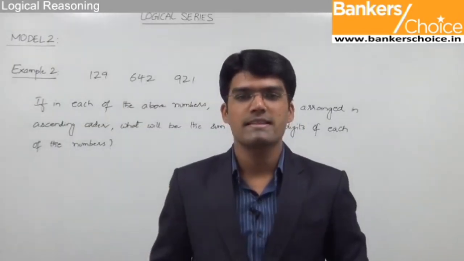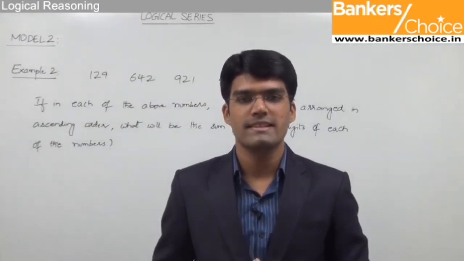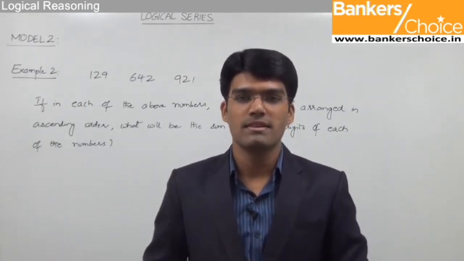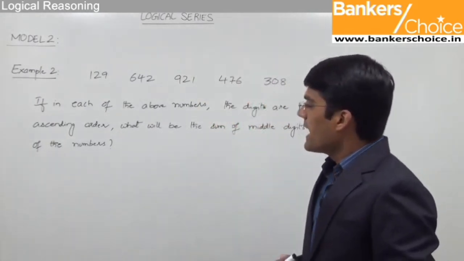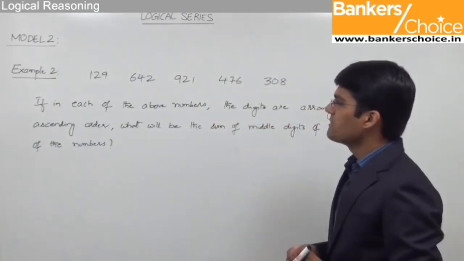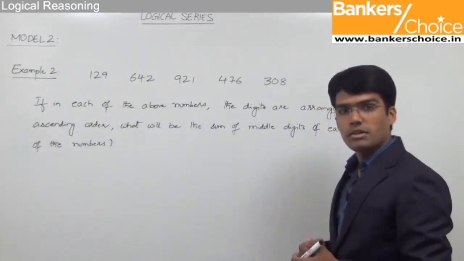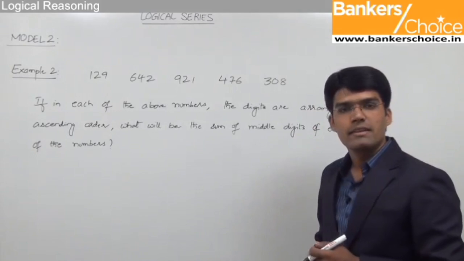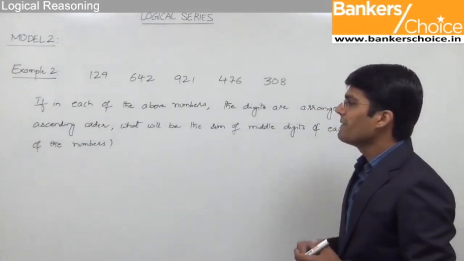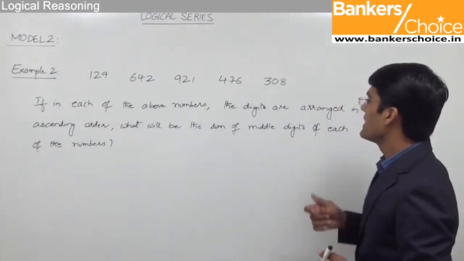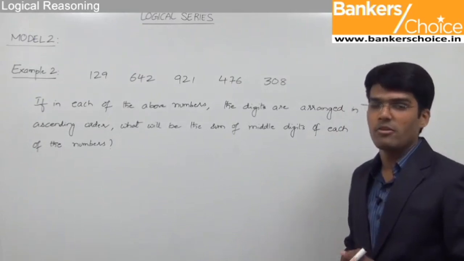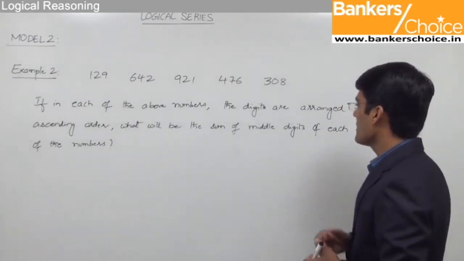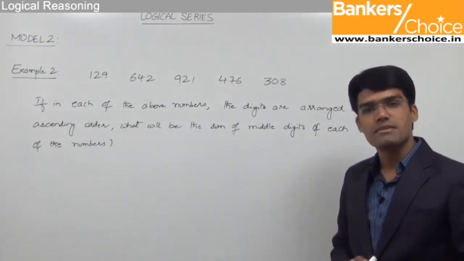Let us now take another example from model 2 of logical series, where a set of 3-digit numbers are given to us. As given in the example here, the 3-digit numbers are 129, 642, 921, 476 and 308. And the question is, if in each of the above numbers the digits are arranged in ascending order, what will be the sum of middle digits of each of the numbers?